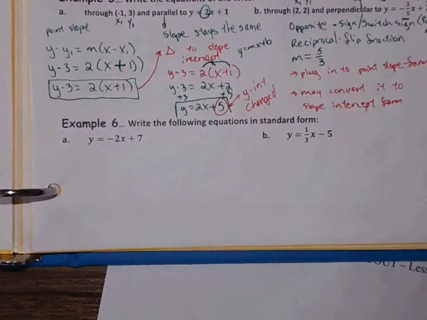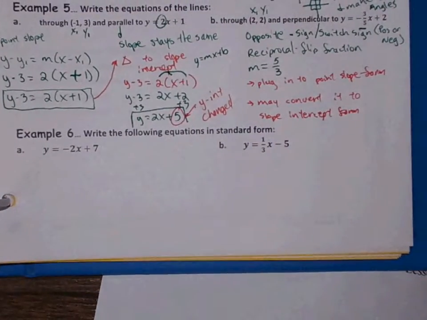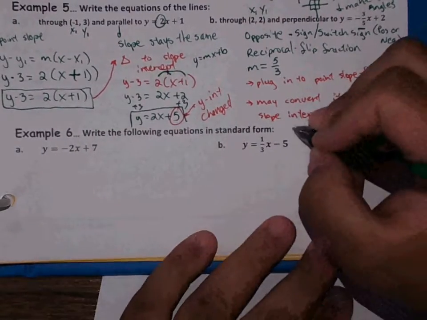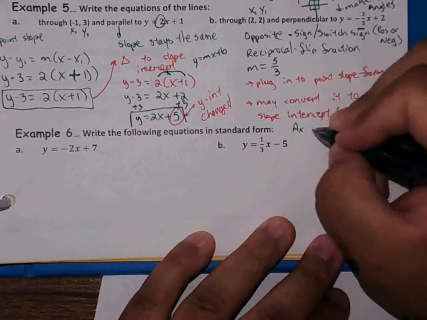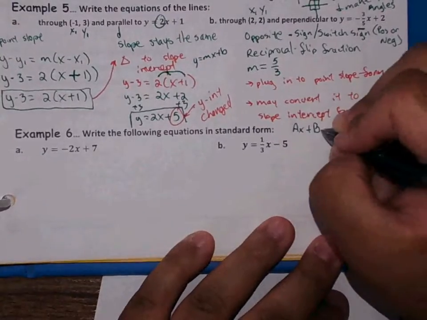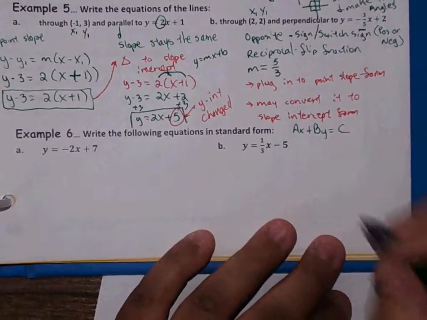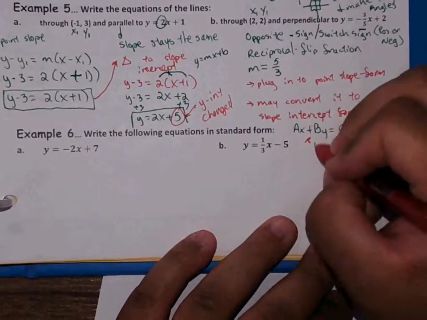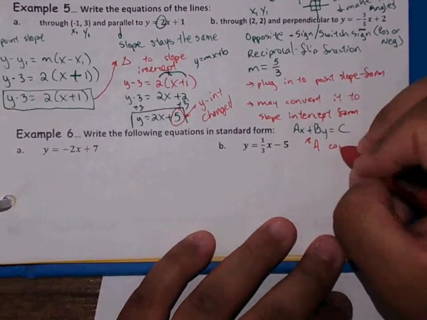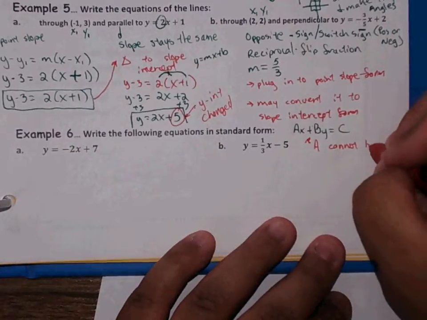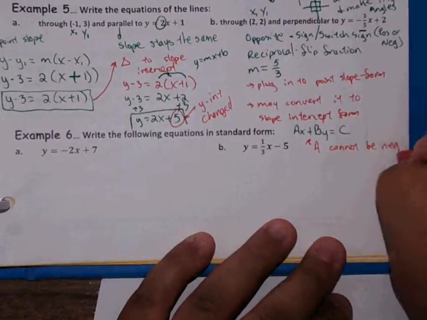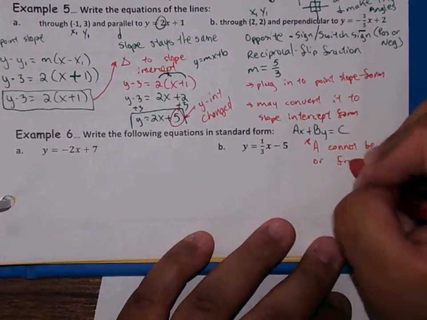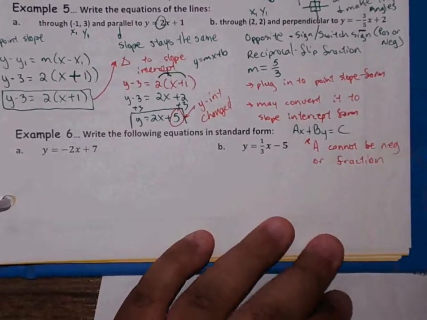Alright. So this last one says, write the equations in standard form. We found out earlier that standard form is Ax plus By equals C. And we also have two stipulations, two terms and conditions. A cannot be a negative or a fraction. It can't be either one of those two things.